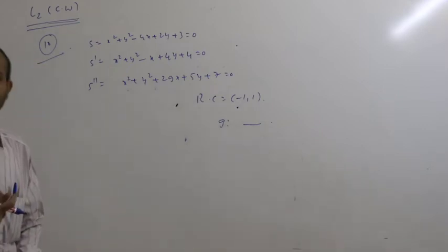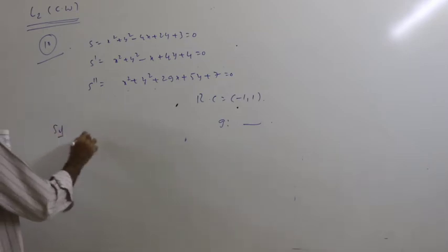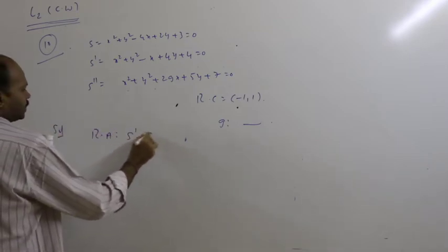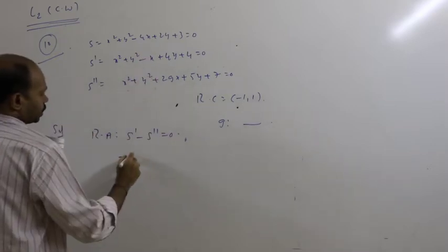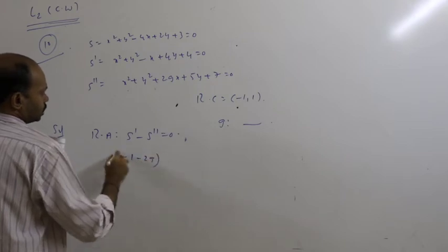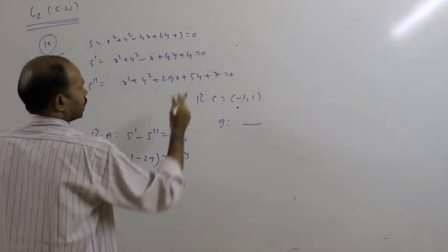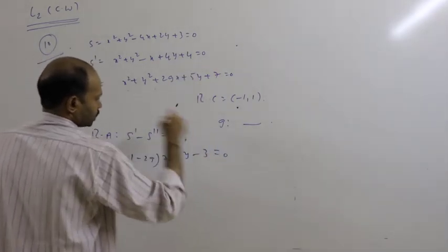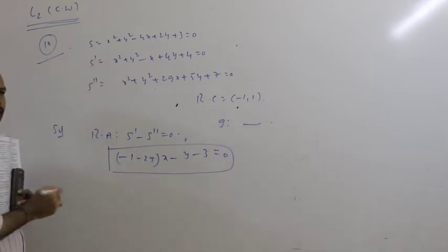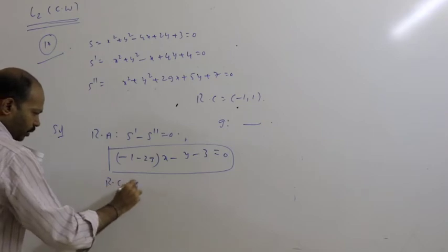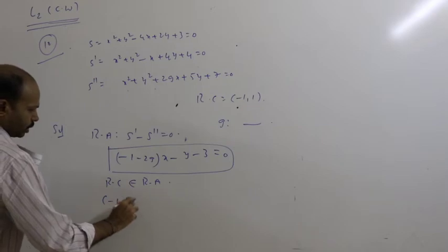You know the radical center is nothing but the point of concurrency of the radical axes. I am taking the radical axis S dash minus S double dash. See what that is: minus 1 minus 2g into x, 4 minus 5 means minus y, 4 minus 7. This is your radical axis. But you know the radical center belongs to the radical axis. Apply minus 1 comma 1.